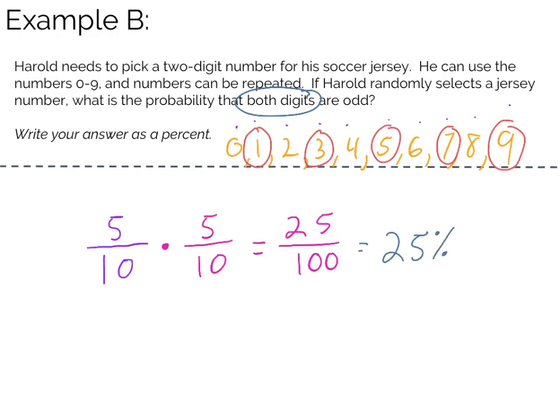Again, you could turn that to a decimal, get 0.25, and then move your decimal 2 places to the right or multiply by 100. Either way, you would still end up with 25%. So that is our final answer. So that's independent events. Now let's take a look at examples of dependent events.